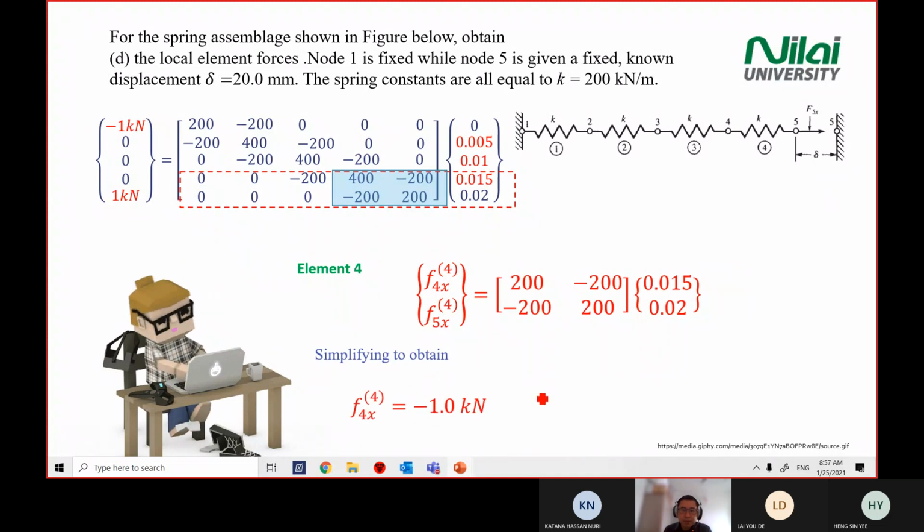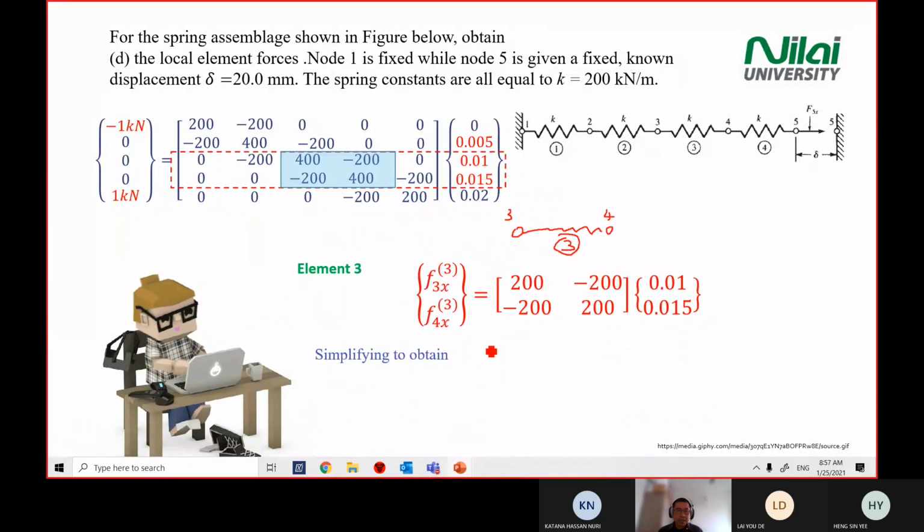So when you solve the simultaneous equation for element 4, you get fx for element 4 equal to -1 and 1 here. So this is how you solve for question number 11.